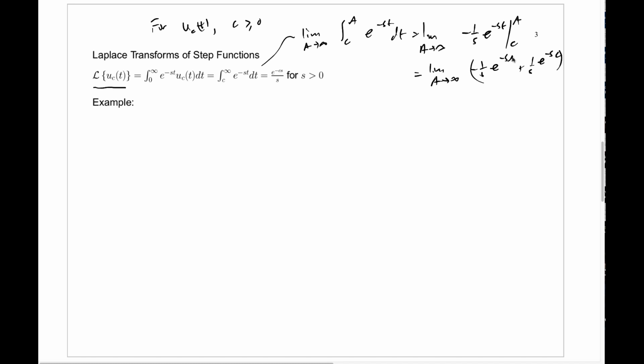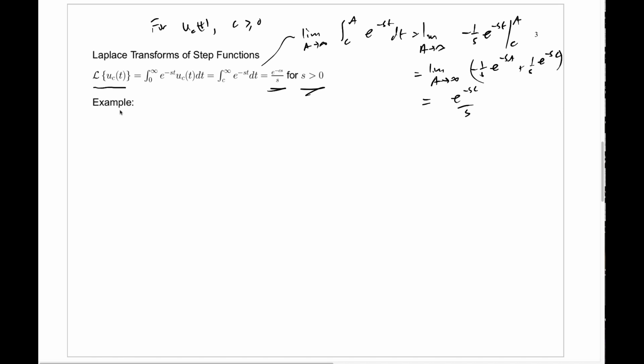And of course, this part tends to 0 as the limit, so we just end up with e to the minus sc over s, and all of this is when s is greater than 0, because of course it's for s greater than 0 that this has limit 0. So the Laplace transform of a basic step function, u sub c of t, is just e to the minus cs over s.